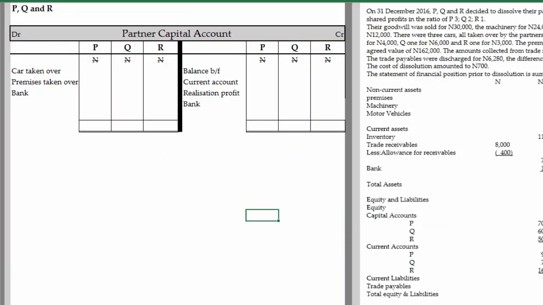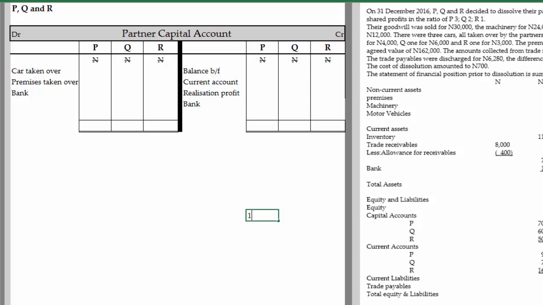Welcome back. Now let's look at the next requirement of this question, which is to prepare the partners' capital account. This is the partners' capital account in columnar form.